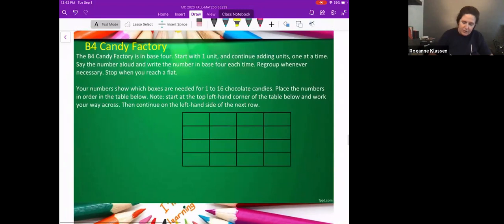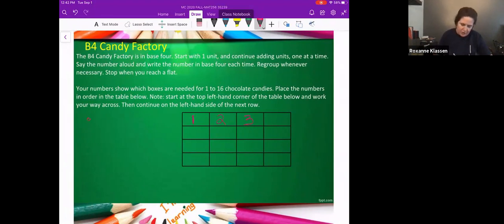Okay, so we're going to start right here. And I'm going to write 1 right here. That would be 1 candy, right? Now I have 2 candies, that's okay. I can have 2 candies. Then I have 3 candies. And then what happens right here? I want you to think about this.